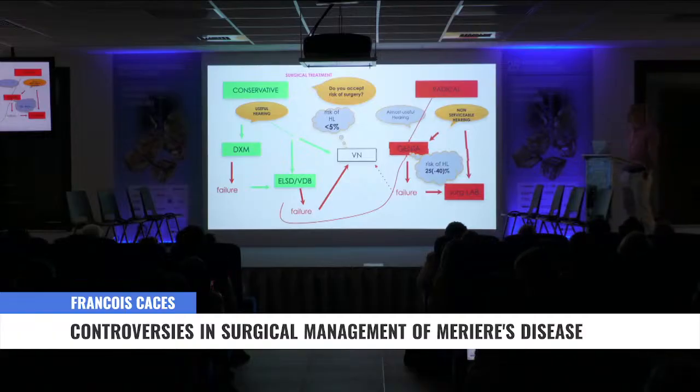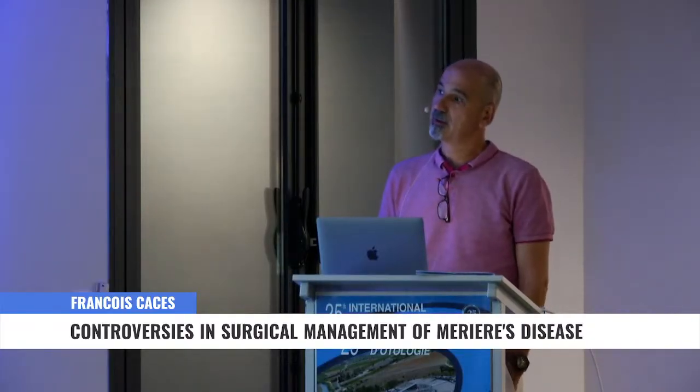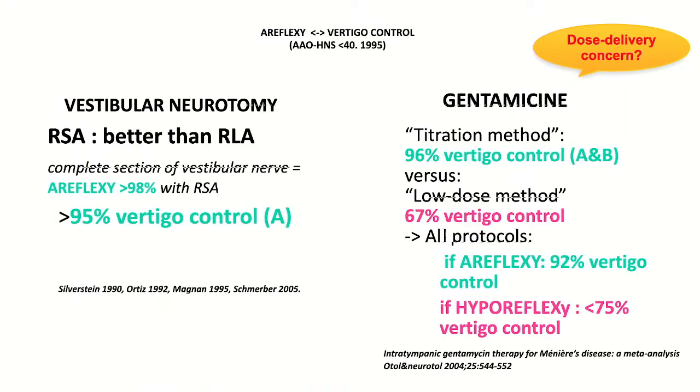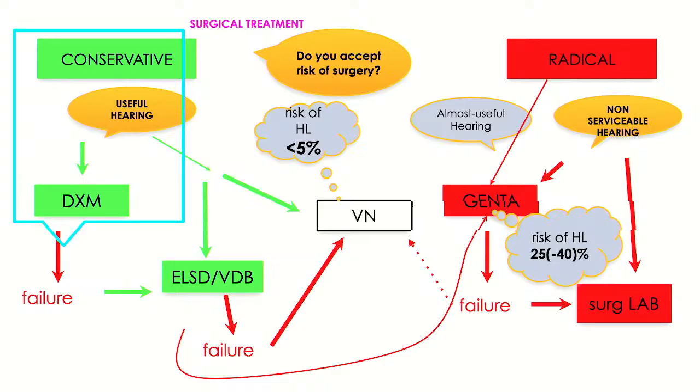So if we consider the risk for each arm of the treatment, the risk for hearing with gentamicin is a problem. It is not well known, and you can find some risk between 25 and up to 40%. And for the vestibular neurotomy, the risk is, of course, controlled. Just a word: there is a strong relationship between the areflexia that you get with your treatment and the vertigo control. It has been well shown in a meta-analysis 20 years ago, and for the vestibular neurotomy, it has been well shown.